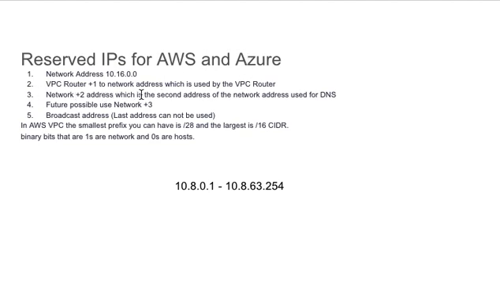Network plus 2 address, which is the second address of the network address, is used for DNS. Plus 3 to that is used for possible future use. So in the future, if you want to make some changes, you have something reserved on the side, which is plus 3, the third one. And the last one, the broadcast address, the last address, cannot be used because this is how people communicate with you. In AWS VPC, the smallest prefix you can have is 28 and the largest is 16 CIDR. It's the same thing with Azure, these first 5 are reserved. Binary bits that are ones are network and zeros are hosts.